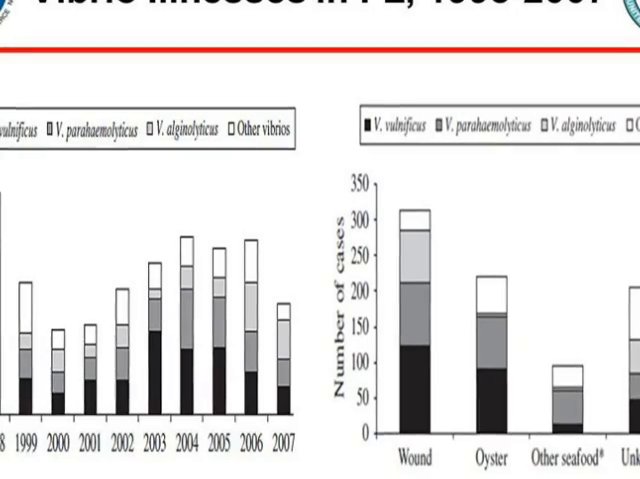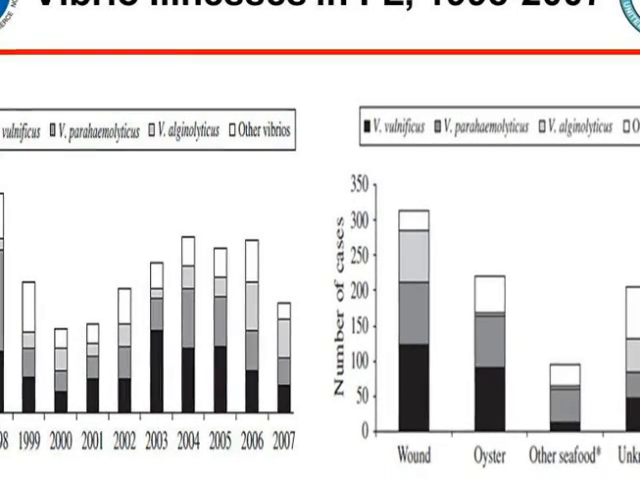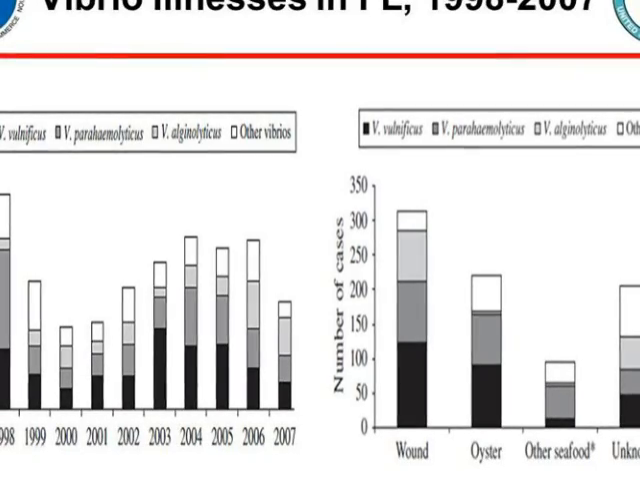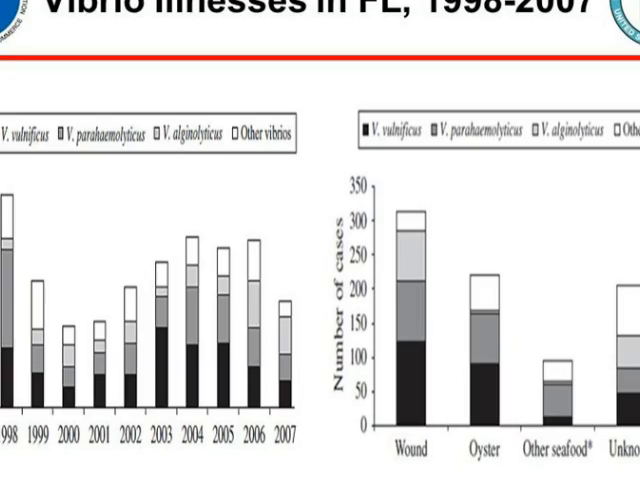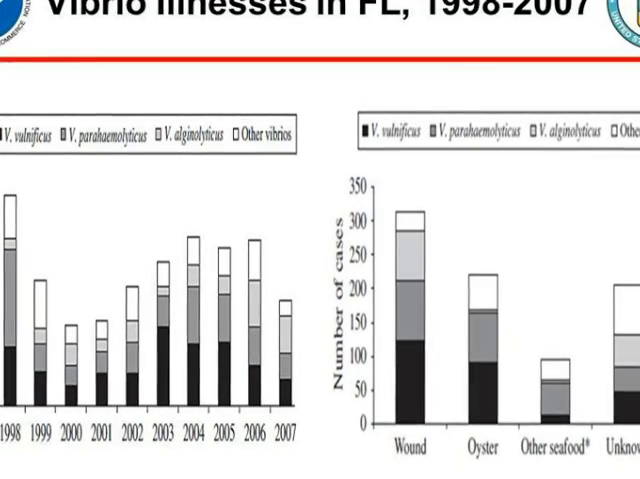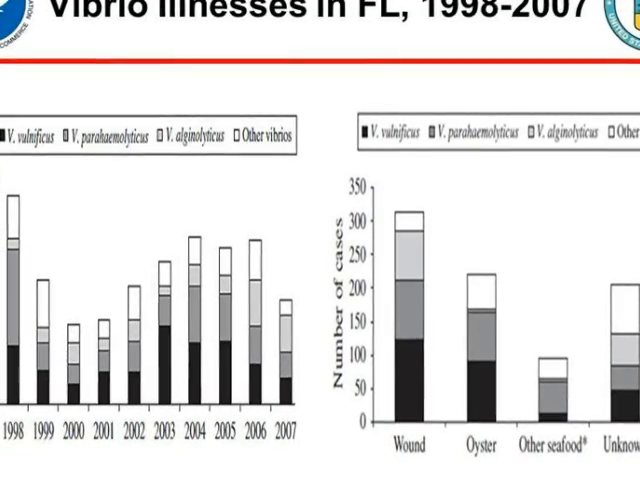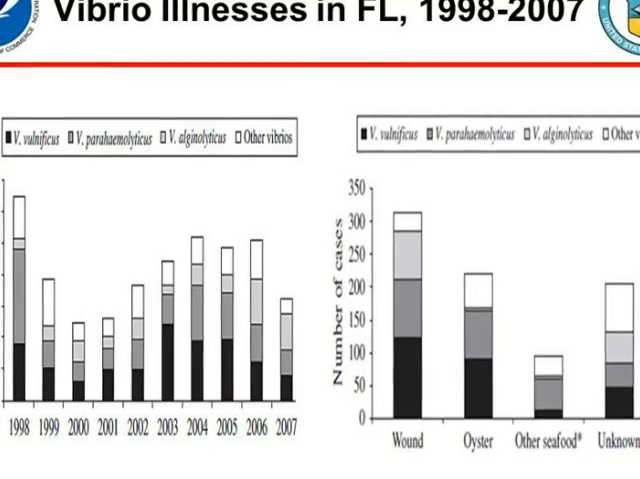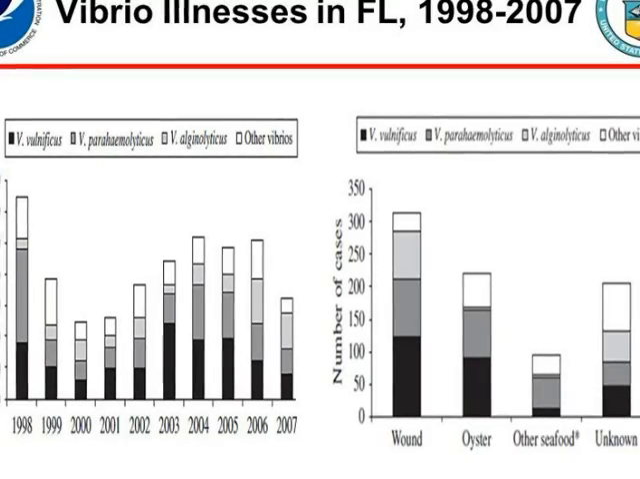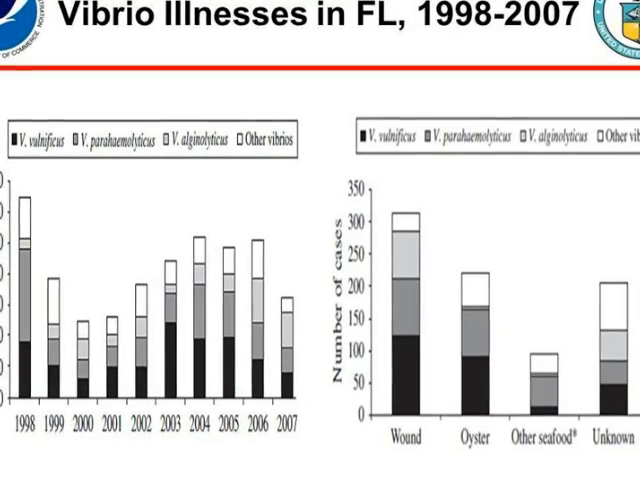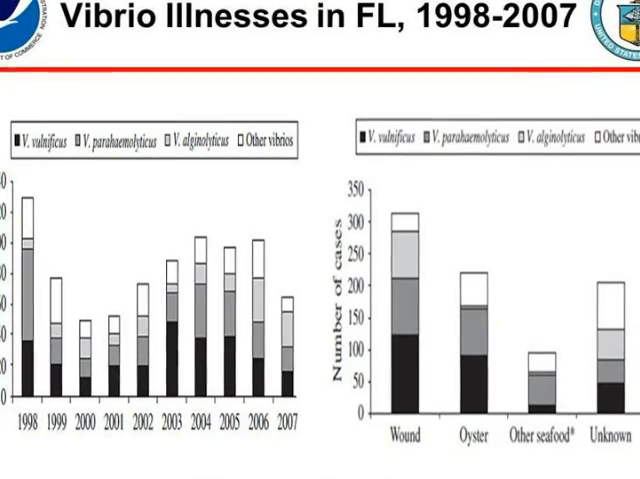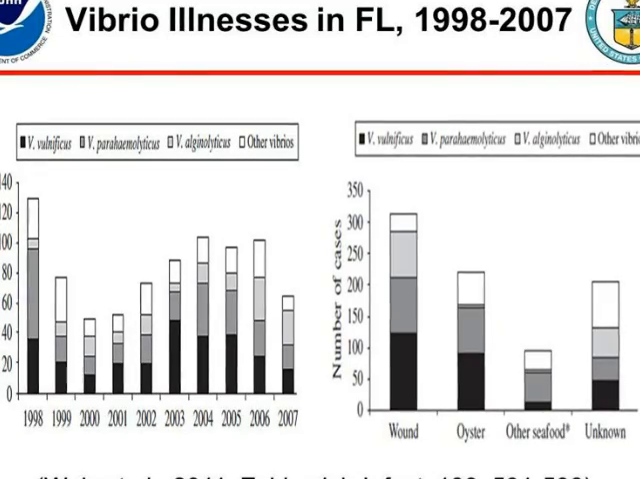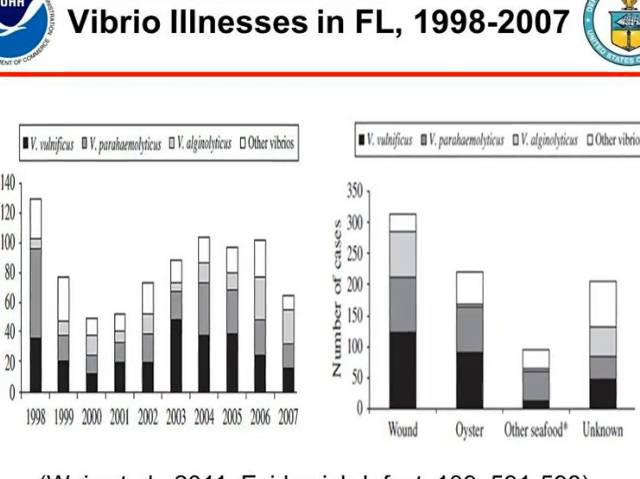This next study was conducted by the Centers for Disease Control, by Weiss et al., 2011, and it looks at the levels of Vibrio illness in Florida from 1998 to 2007. Florida represents almost 30% of the shoreline in the lower 48 states. It is our most extreme climate in terms of having a warmer climate compared to the rest of the U.S. And so what we see, beginning in the late 1980s, is a significant drop in the number of cases of Vibrio illness.